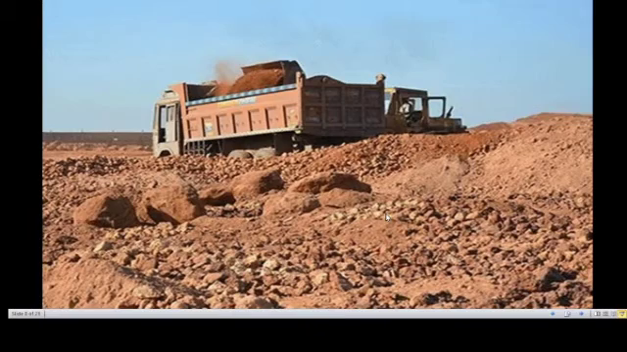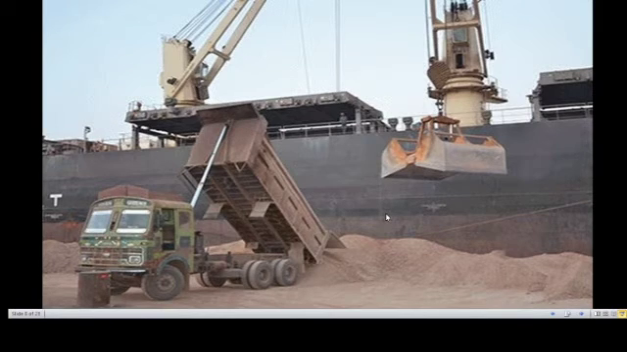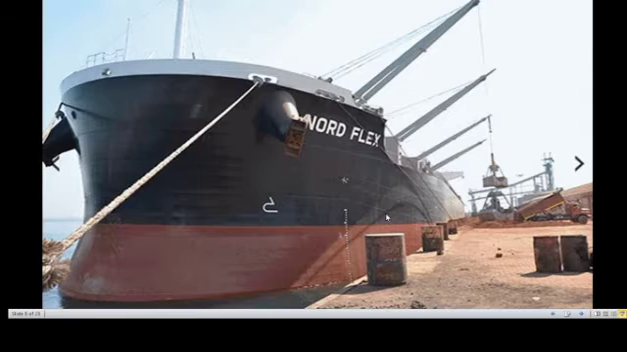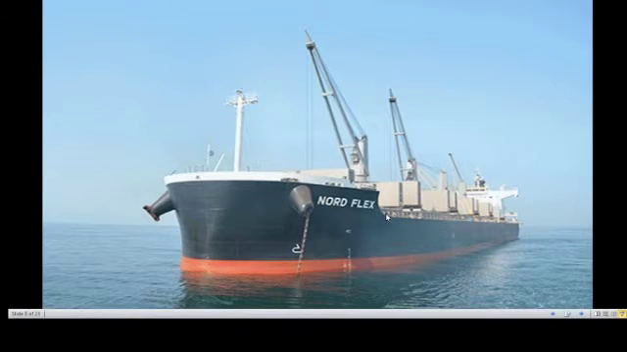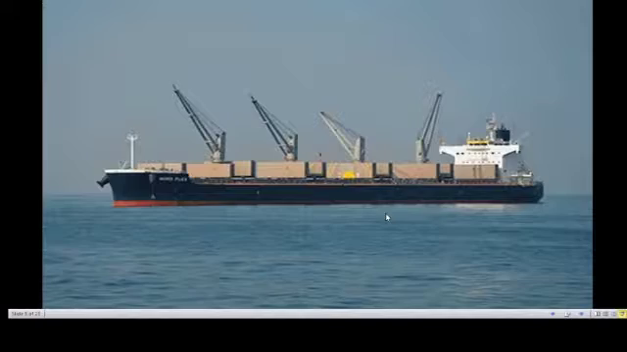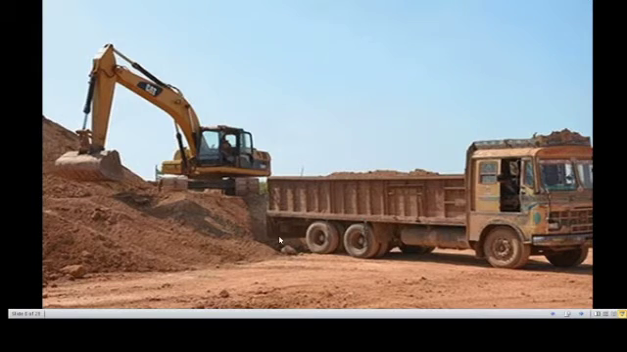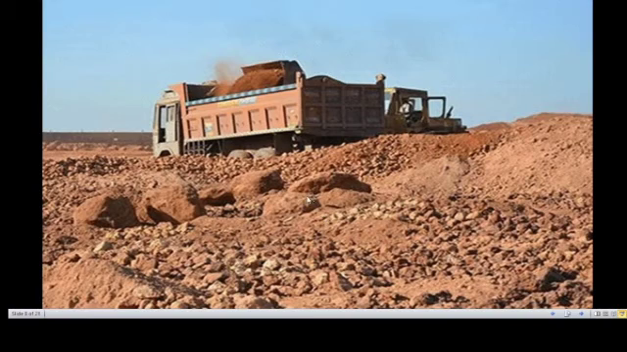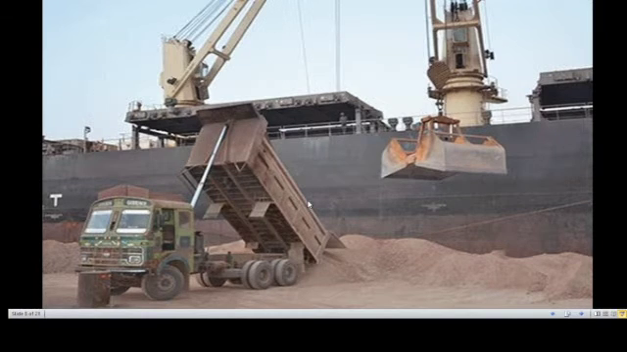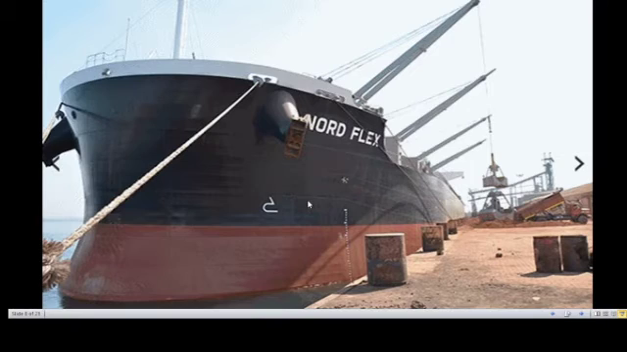So the aluminium ore is mined from the earth's crust. Different types of methods are adopted. We collect the aluminium ore from the earth's crust. This is the mining method.